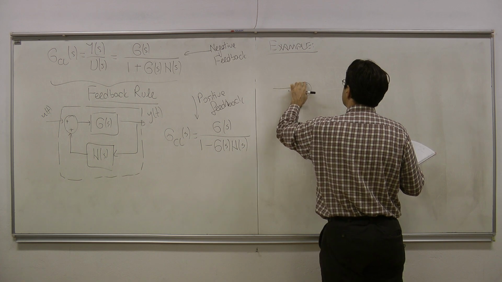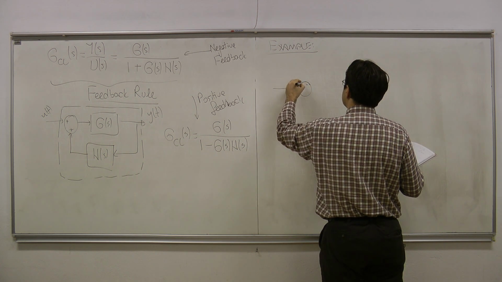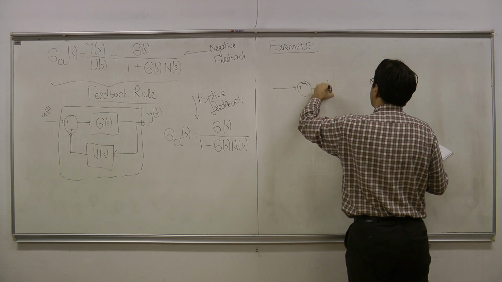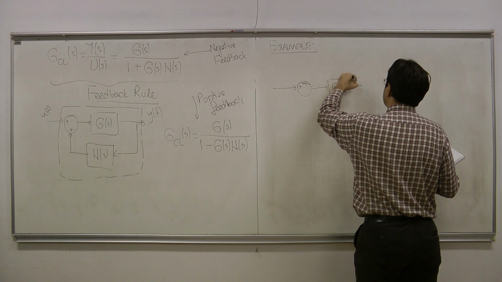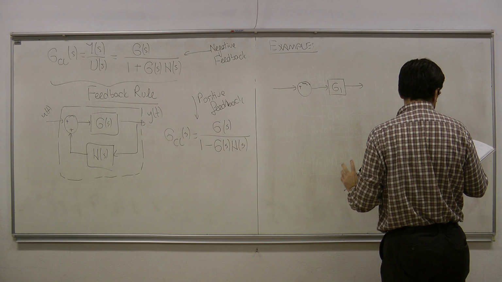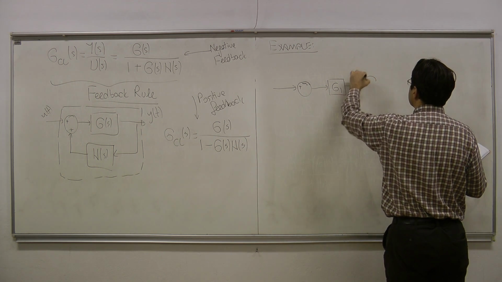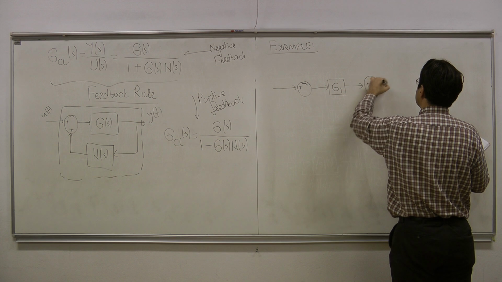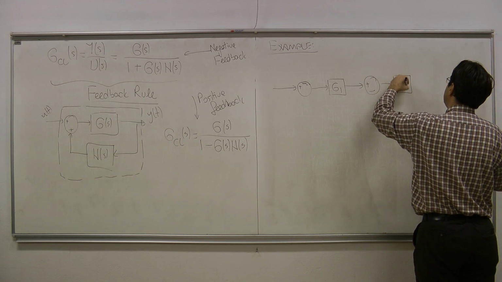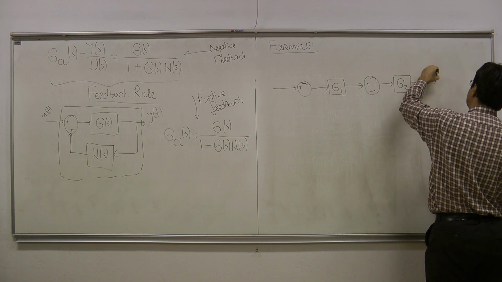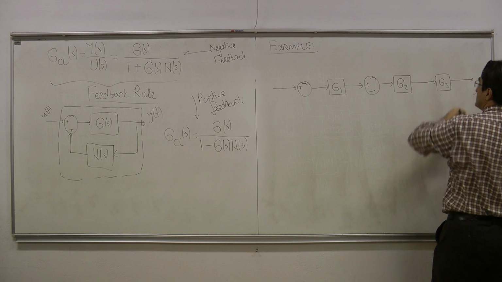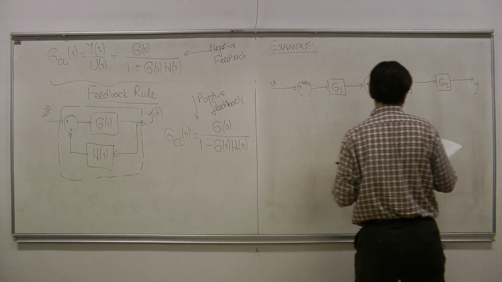The example is looking like this. I have an addition here with negative feedback. And I have G1 here. Here I need to write G1 of S, but I won't. You need to know that there is an S there which is neglected in this writing for the sake of brevity. So I have G2 here, and I have G3. So this is my Y, and this is my U.